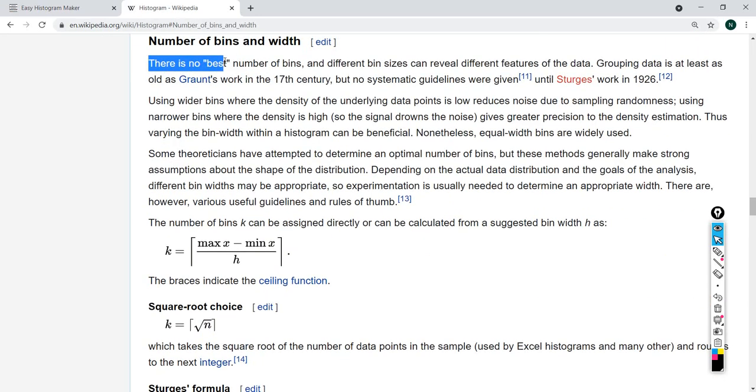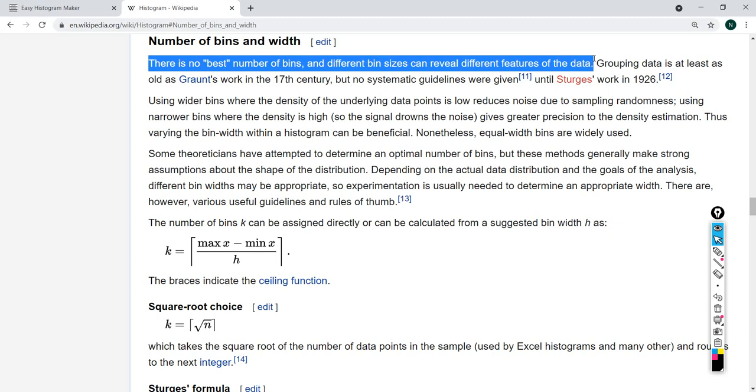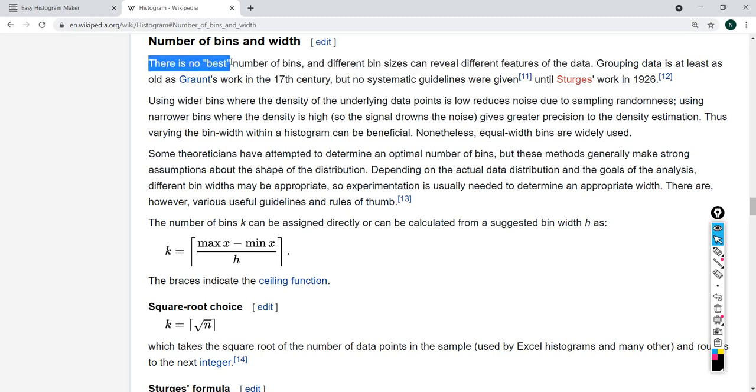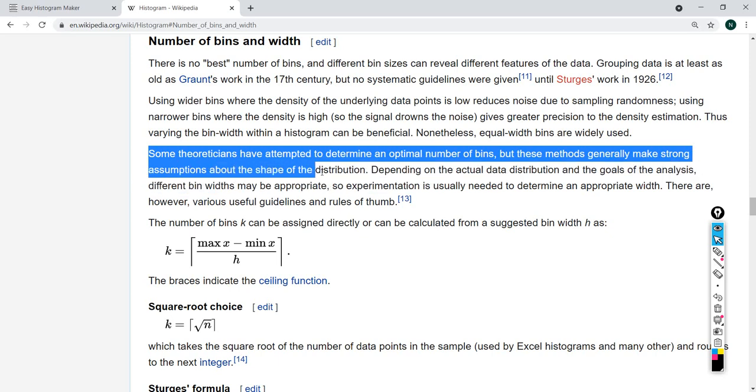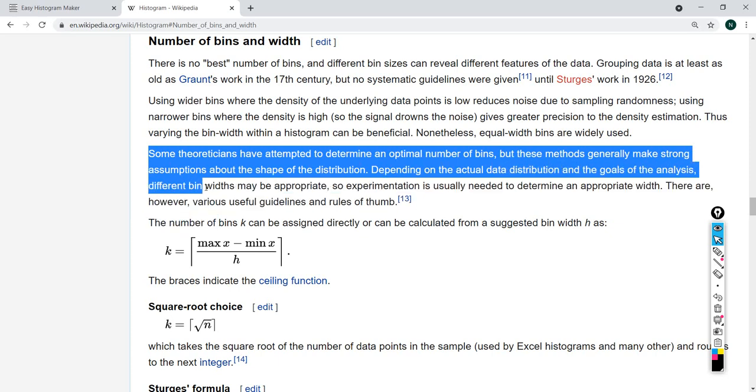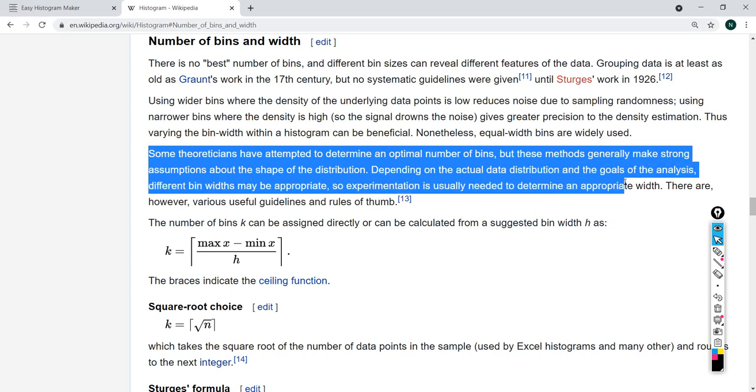Just pay attention to this. There is no best number of bins, and different bin sizes can reveal different features of the data. There is no best number of bins. Pay attention to that. Some theoreticians have attempted to determine an optimal number of bins, but these methods generally make strong assumptions about the shape of the distribution. Depending on the actual data distribution and the goals of the analysis, different bin widths may be appropriate. So experimentation is usually needed to determine an appropriate width.